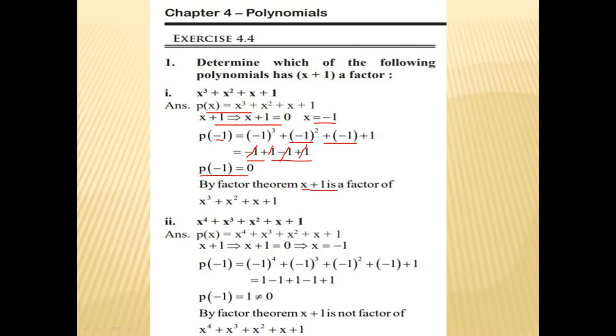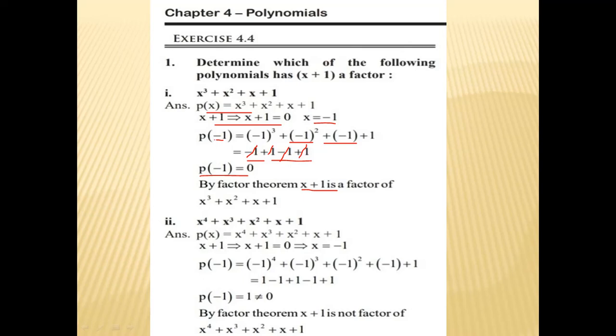By factor theorem, when the remainder is 0, x minus a is a factor of P of x. Therefore, P of minus 1 is 0. Therefore, x plus 1 is a factor of P of x. This is the answer for this question. We go to the next question.